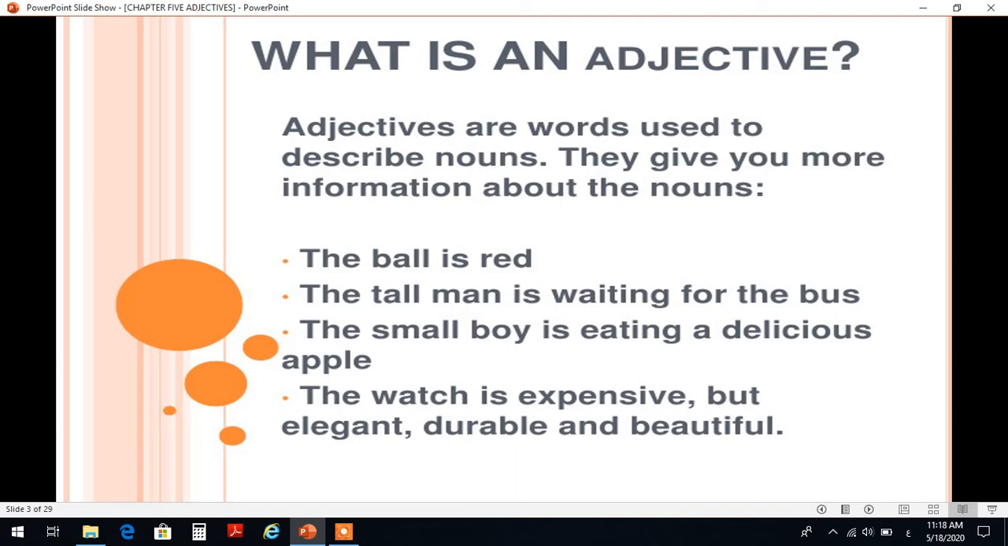The other example is the watch is expensive but elegant, durable, and beautiful. Here we have four different adjectives describing the same noun, which is the word watch. So we are describing it by giving it more information by using four different adjectives which are expensive, elegant, durable, beautiful.